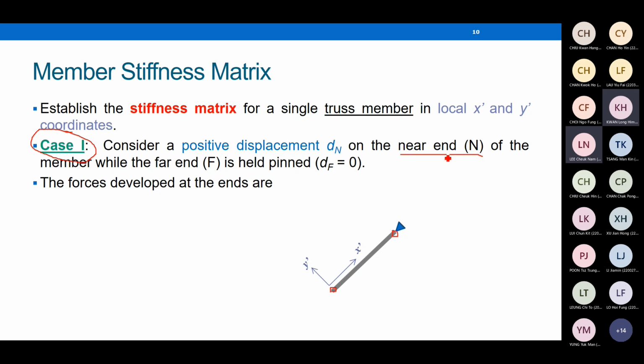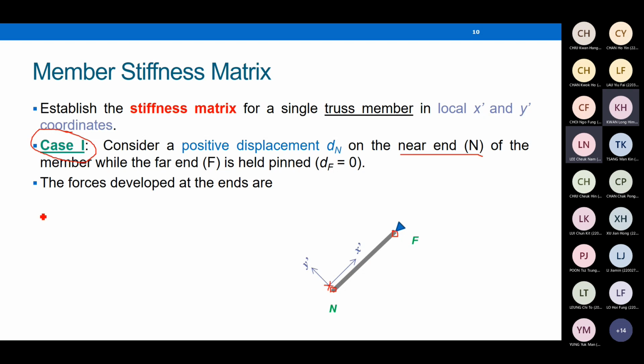What is the near end node? Near end node means the node near the origin of the local coordinate system. Near end node, N, means near to the origin of our coordinate system. The opposite one is the far end node, F. We have node N and node F. N represents the node coinciding with the local system. F is the other one, far from the origin.